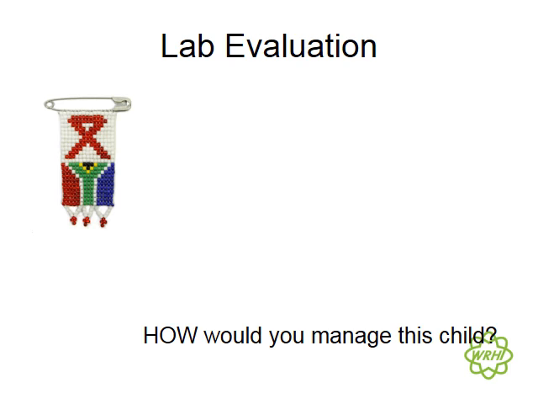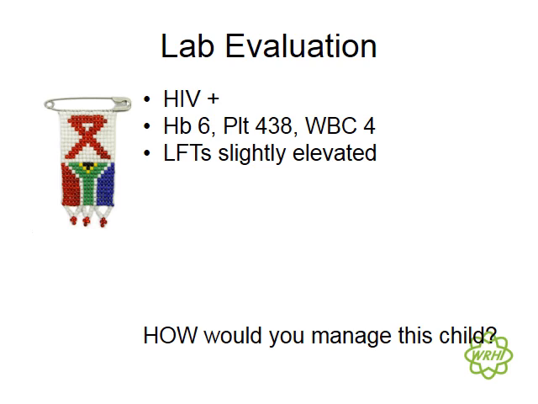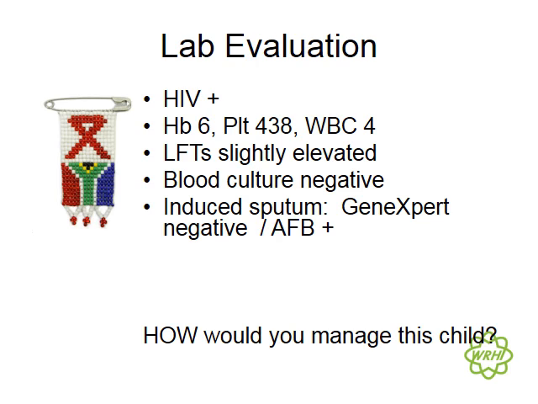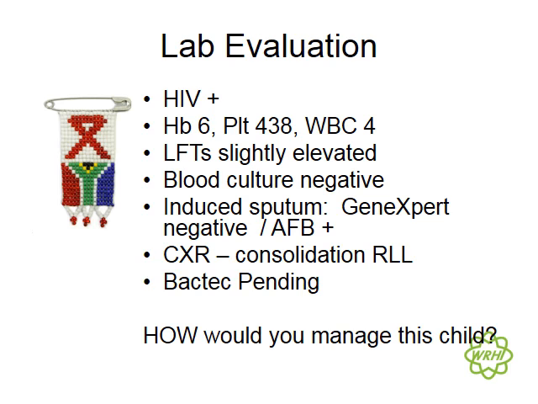Now let's look a little bit at what comes back from our lab evaluation. So not surprisingly, the child's HIV positive. He has a very low hemoglobin of 6, but also a very low white cell count. Liver function is a little bit elevated, but very non-specific. Blood culture is not helpful. And we do an induced sputum, and the GeneXpert comes back negative, and the AFB is positive. This particular case was actually done some time ago when AFBs were still sent routinely. And on X-ray, there's consolidation of the right lower lobe. Bactecs are still pending. That is for your culture for TB.